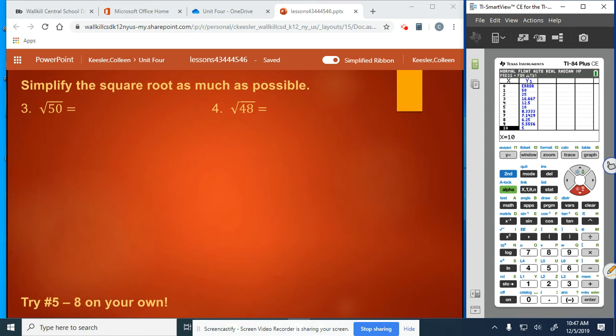of 50. So 1 times 50 makes 50, 2 times 25 makes 50, 4 times 12 and a half makes 50, 5 times 10 makes 50. We only really want to have whole number answers here when we're simplifying. 10 times 5 again makes 50.